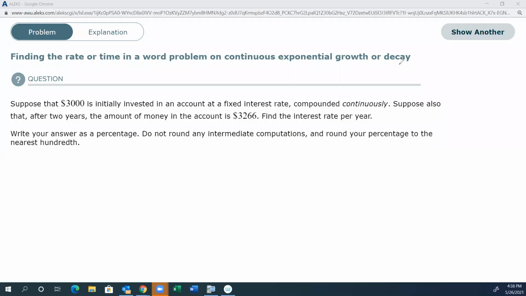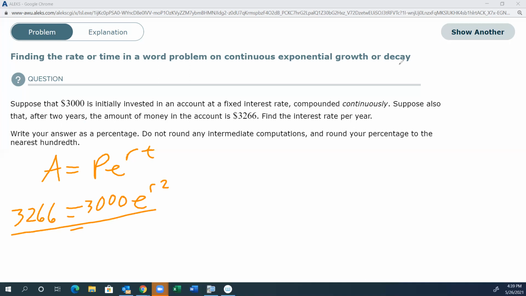All right, so suppose that $3,000 is initially invested in an account at a fixed interest rate compounded continuously. So I see continuously, so I'm thinking, this looks like a job for Pe^(rt). Okay. So 3,000 is initially invested, so that's my principal. At some fixed interest rate, we're going to end up with 3,266. So this isn't probably happening for very long. Well, yeah, this is going on for 2 years. Then the question is, what's the interest rate?